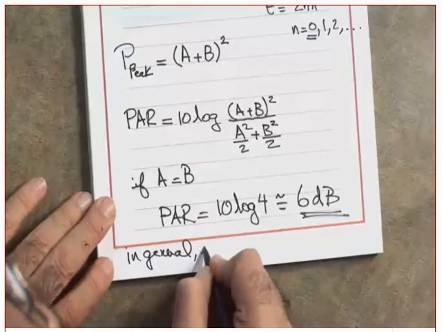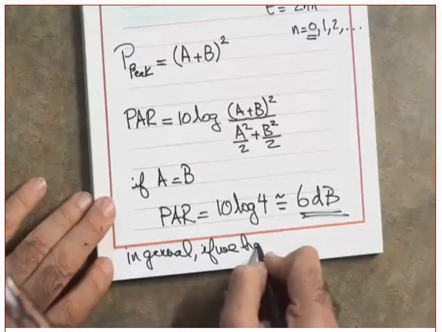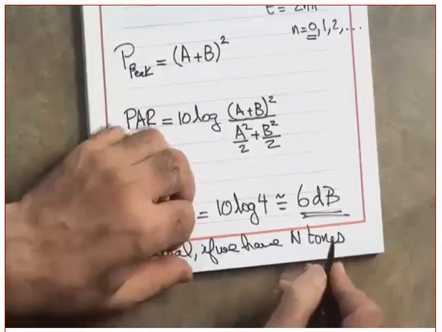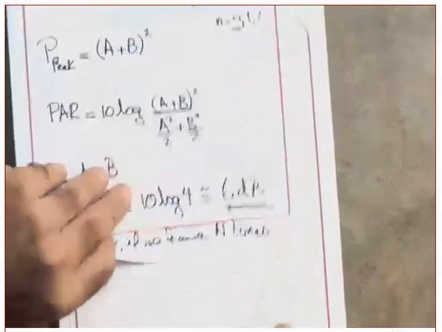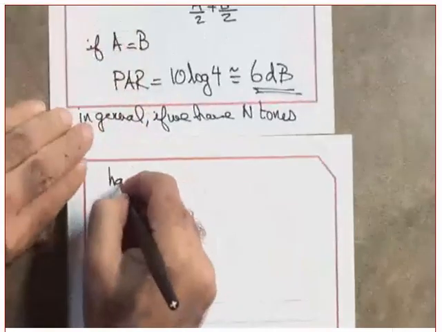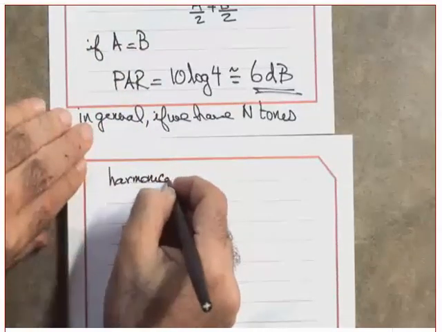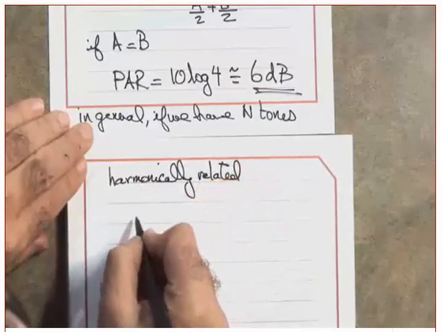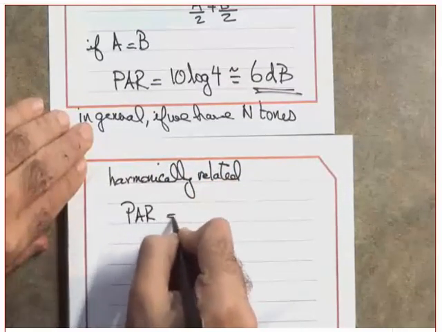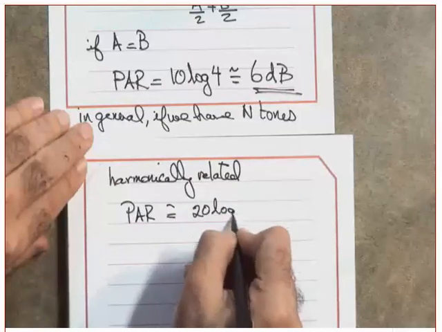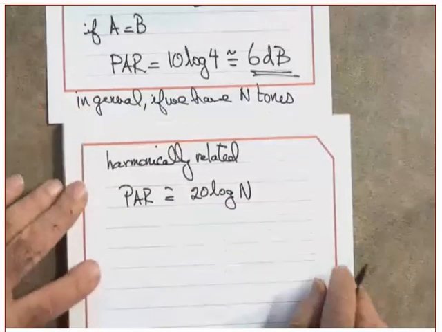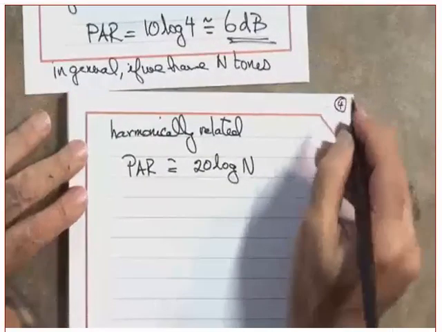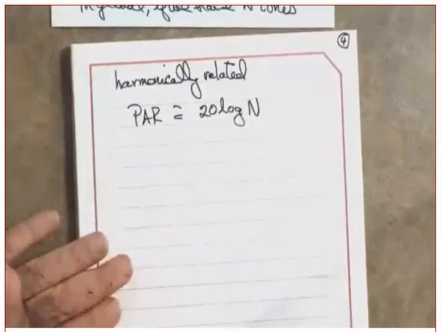Now, in general, and we will see this when we get to the OFDM, if we have n tones harmonically related, you will see that the power is approximately equal to 20 log n. But we'll see that when we get to the OFDM shortly, possibly on Thursday.